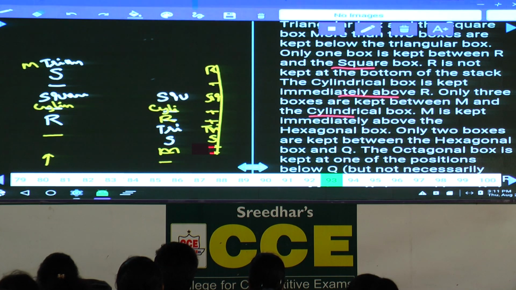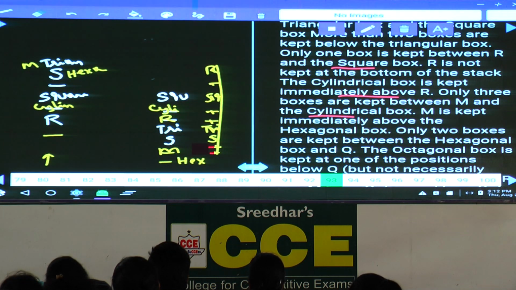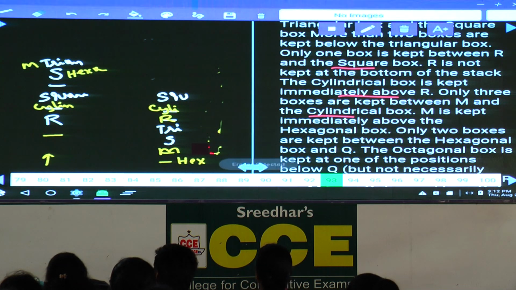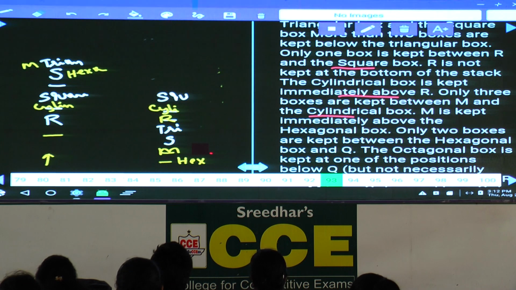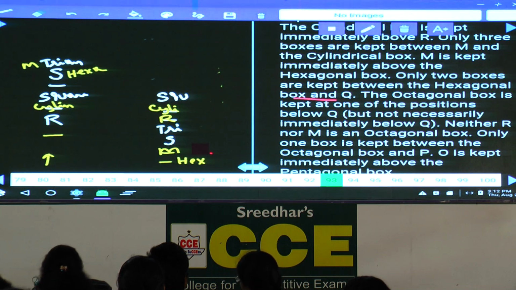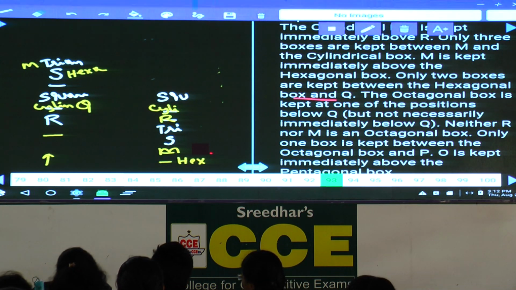And M is kept immediately above hexagonal, hence in the first case hexagonal is H, and M is immediately above hexagonal, hexagonal is here. Are you following this one or not? And M is immediately above this hexagonal. Then what is the other information we have? Only two boxes are kept between hexagonal and Q. Now between hexagonal and Q, how many boxes are there? There must be exactly 2. That means Q is cylindrical, and hexagonal and Q. Now here in this case, Q is triangular.